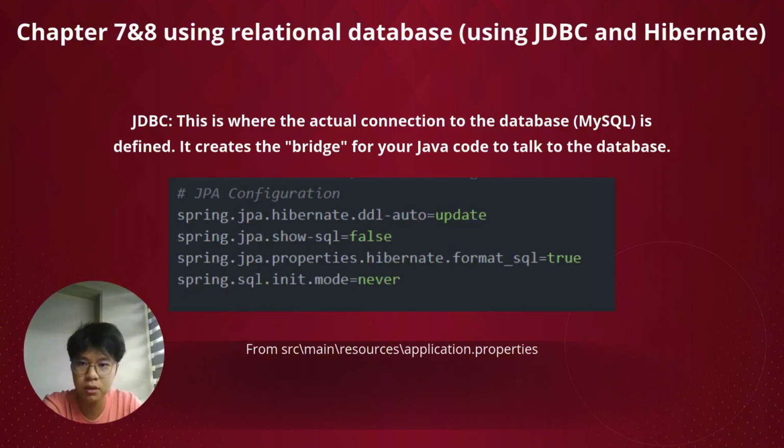Okay, now I will talk about chapters 7 and 8, using a relational database with JDBC and Hibernate. First, JDBC is where the actual connection to the database is defined. It creates the bridge for your Java code to talk to the database. You can see the code is taken from our project.